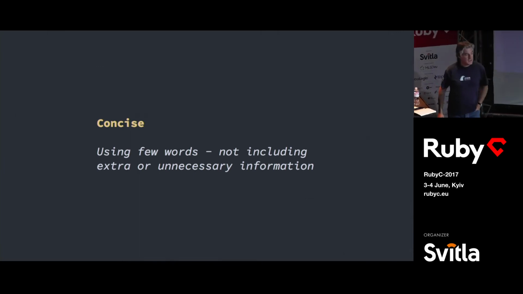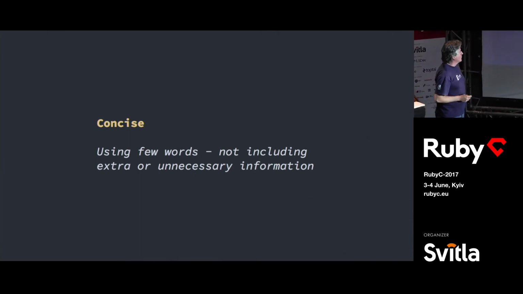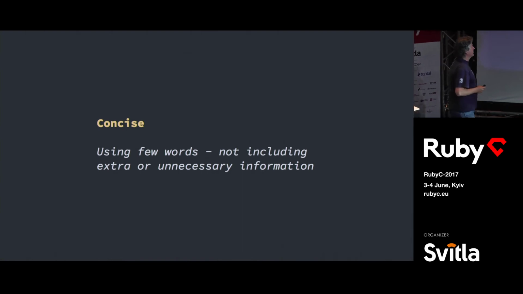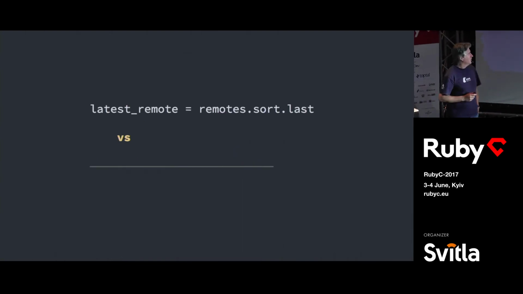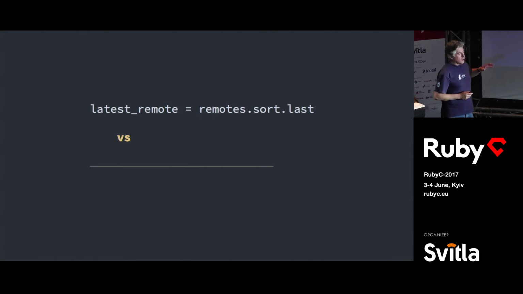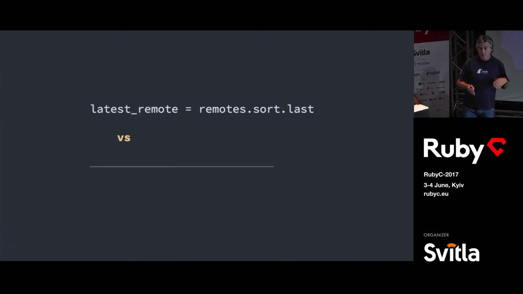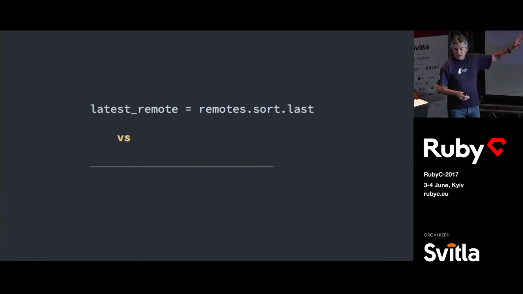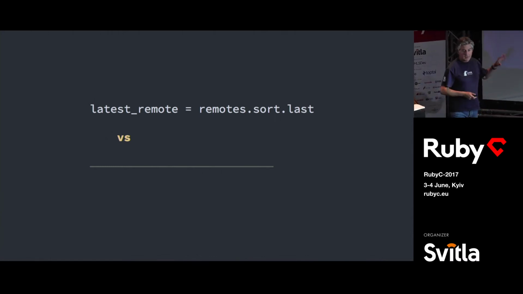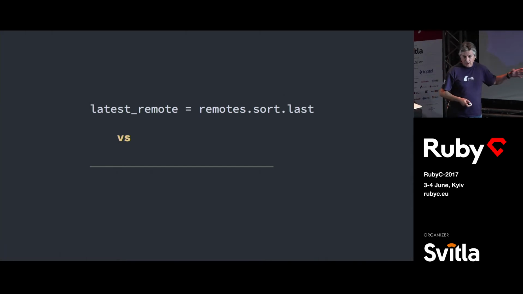Let's talk about conciseness. Using few words, not including extra or unnecessary information. All the examples I am going to show are real code, either from open source or from client code. I don't quote the source; it doesn't matter. The point is the code. They are not made up; they are real.